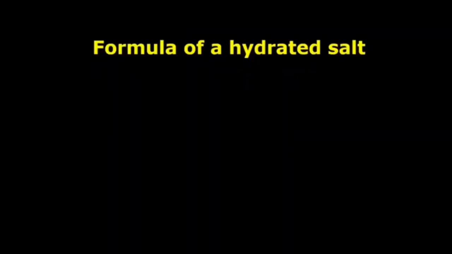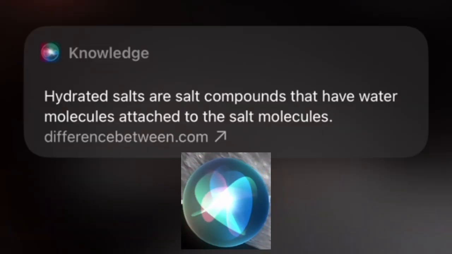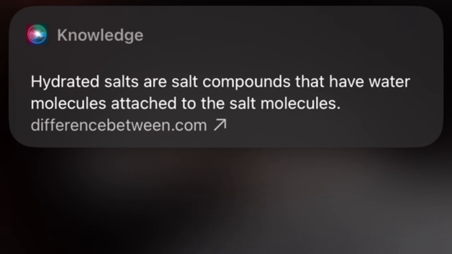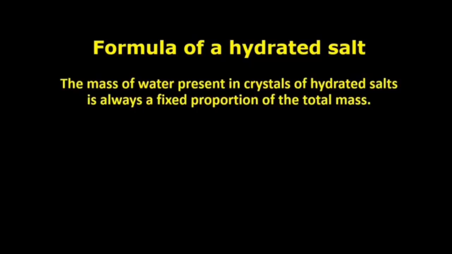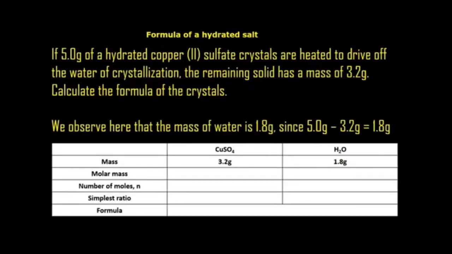Now let's look at how to calculate the relative molecular mass and the formula of a hydrated salt. I found this on the web. Hydrated salts are salt compounds that have water molecules attached to the salt molecules. This answer is from differencebetween.com. The mass of water present in crystals of hydrated salts is always a fixed proportion of the total mass, and the formula of the salt can be worked out by a method similar to the one we used to calculate the empirical formula of a compound.